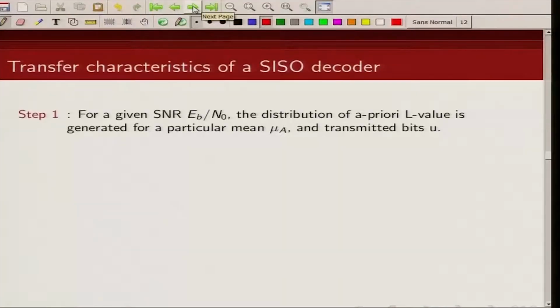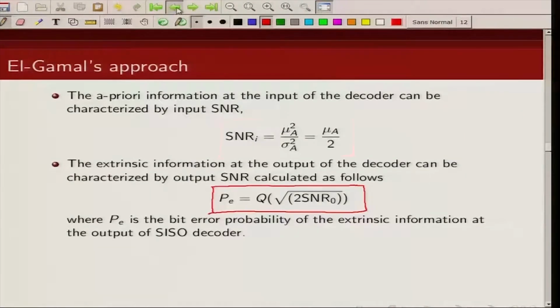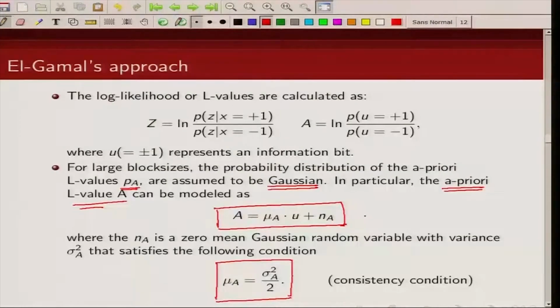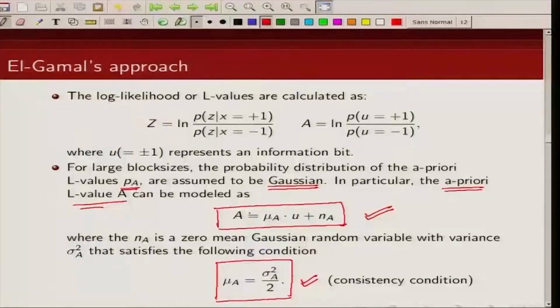So, how do we draw the transfer characteristics for a given signal to noise ratio? The distribution of a priori L values is generated for a particular mean mu a and transmitted bit u. How? We know that we are modeling our a priori information like this, and of course we are assuming consistency conditions. So, the mean and variance of the a priori information are related like this.